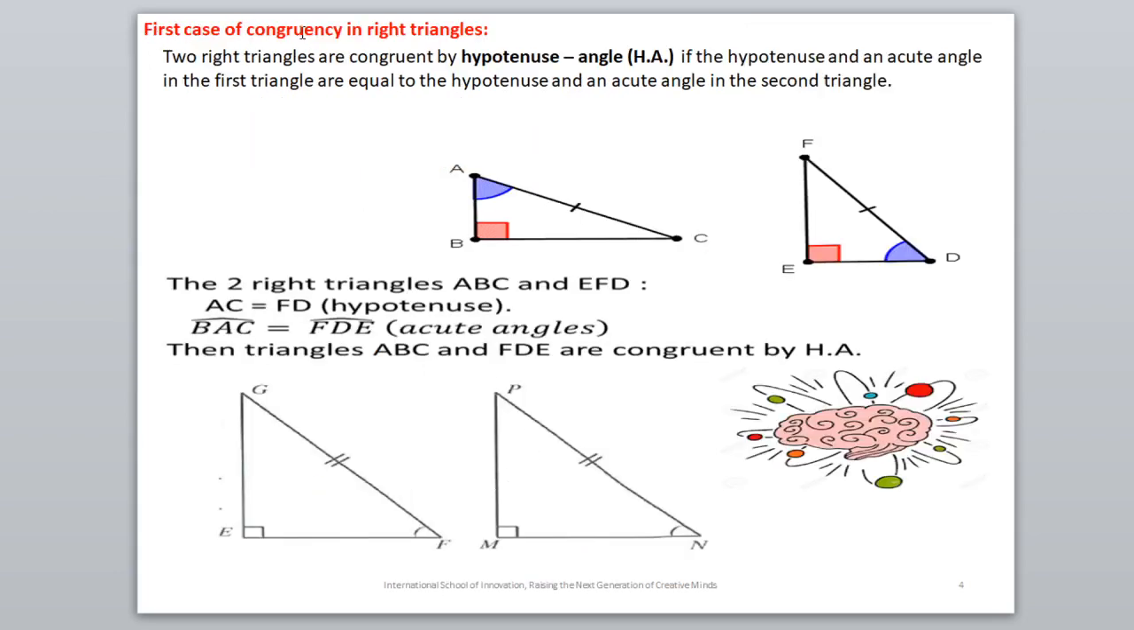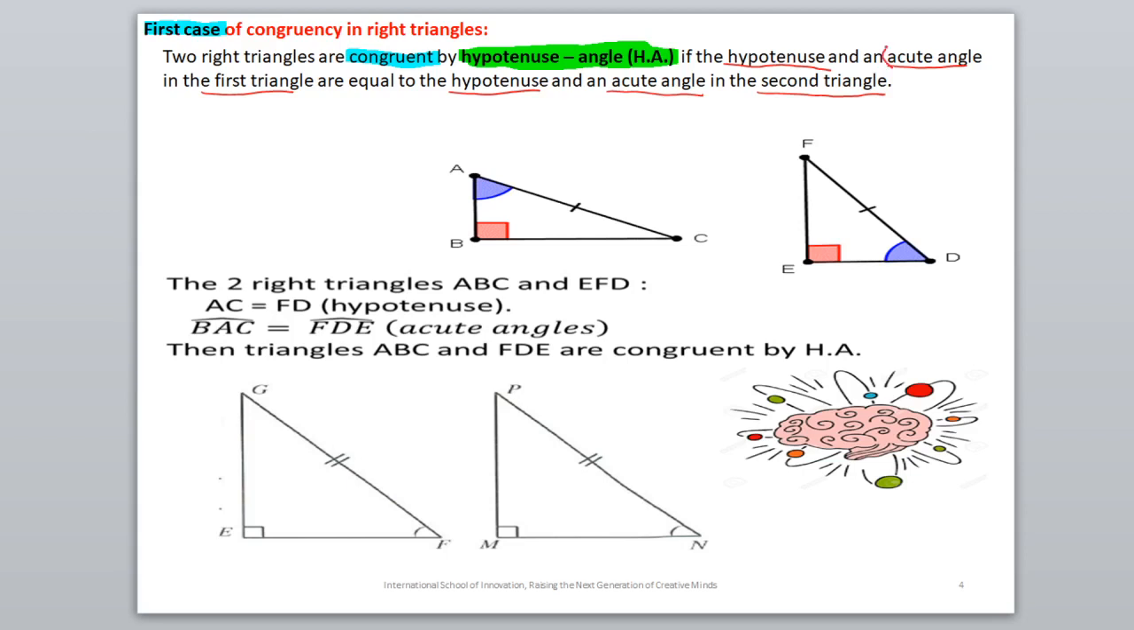First case of congruency in right triangles. So what's the first case? Two right triangles are congruent by hypotenuse angle. Let me color it green. By hypotenuse angle. If the hypotenuse and an acute angle, look well, the hypotenuse and acute angle in the first triangle are equal to the hypotenuse and acute angle in the second triangle.